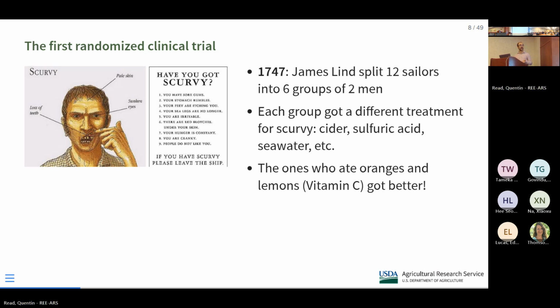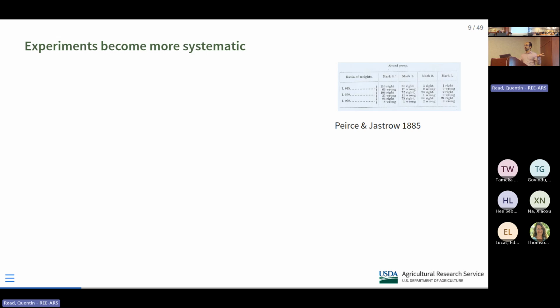So basically that was a controlled experiment, just like we do now. It was random which men were given which treatment. So if we see an effect of the treatment, because it was random who got the treatment, we can say that that's why they got better.